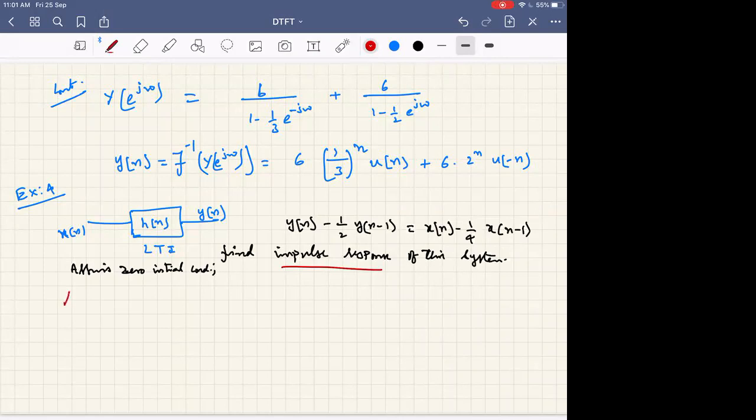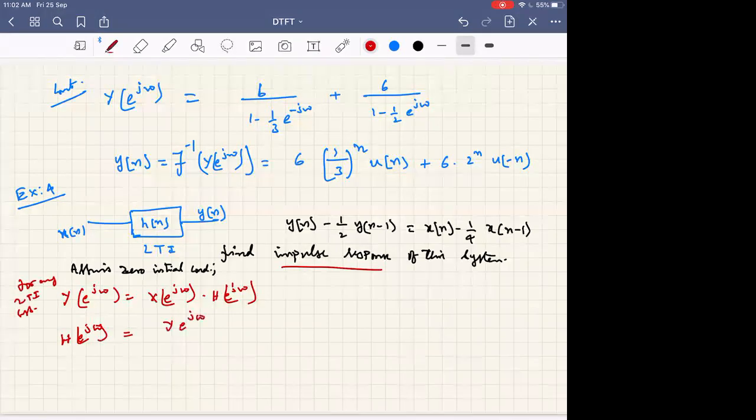Yes, x of n equal to delta of n, sir. By replacing x of n with delta of n, sir. Right, that is an even simpler procedure. So that gives H of e power j omega. For any LTI system this holds. Then H of e power j omega is equal to Y of e power j omega by X of e power j omega.